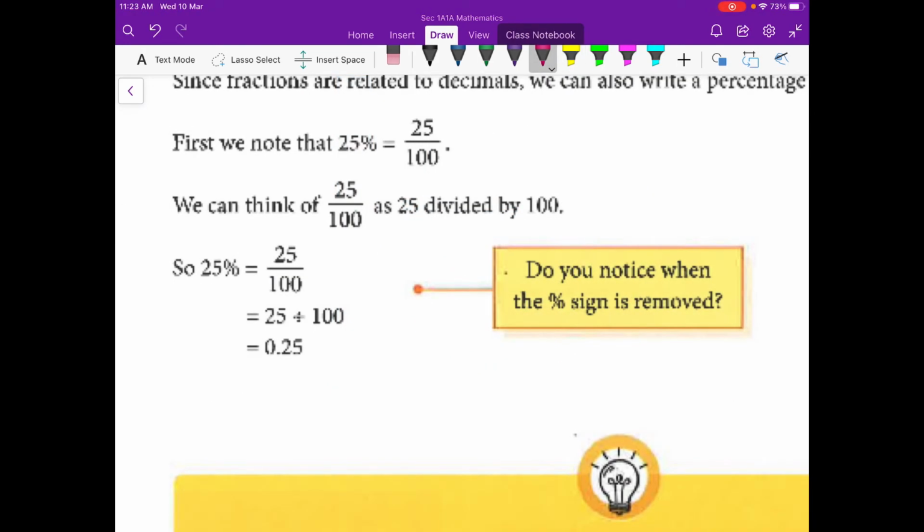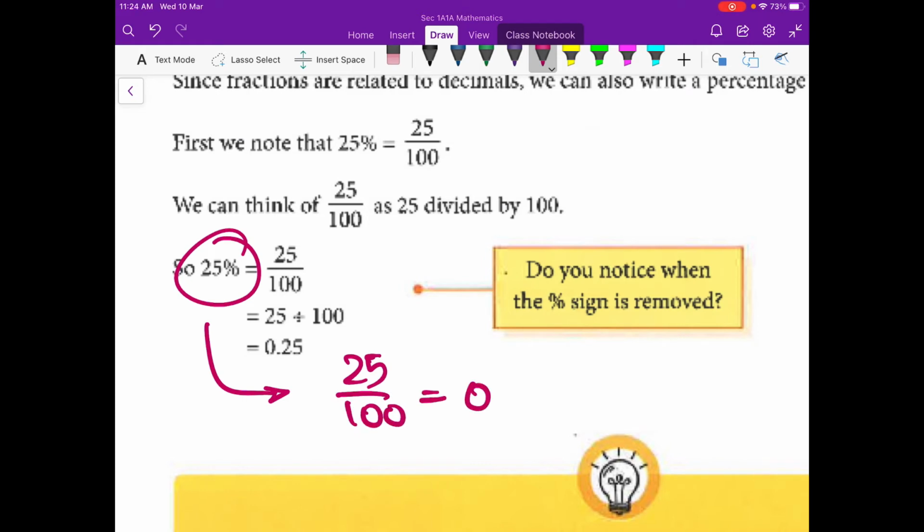So 25% is the same as 25 over 100. Same thing. This is the same as 0.25 in a decimal. So how do we go about getting these values? You simply put it in your calculator. 25 divided by 100, and your calculator tells you it is 0.25. You don't have to go through the hassle of conversion by yourself manually. No need. Calculator will help you.